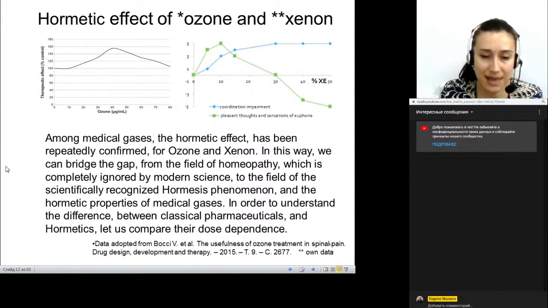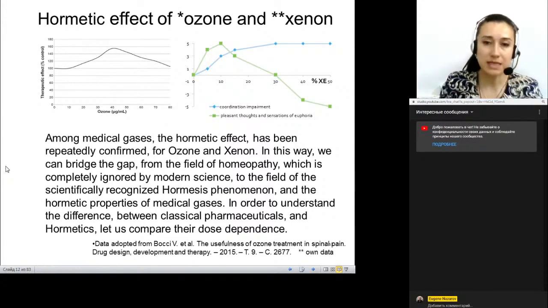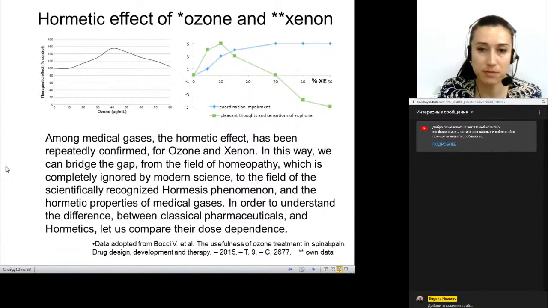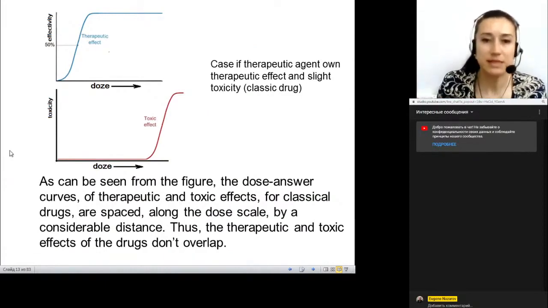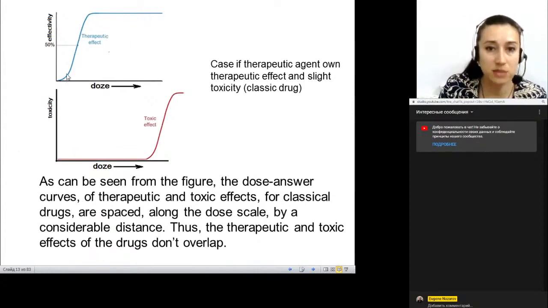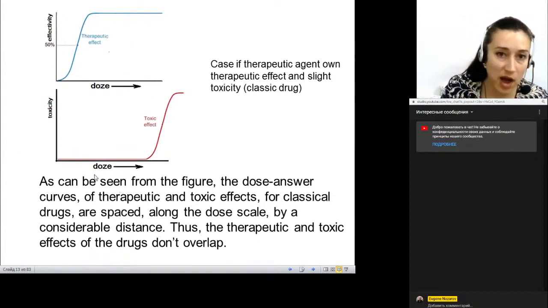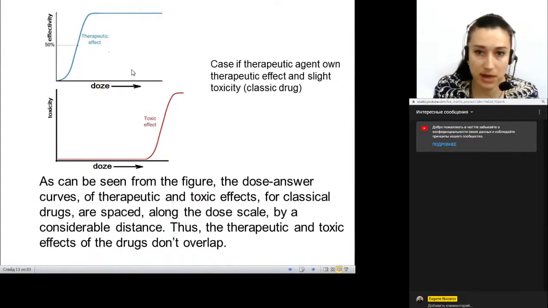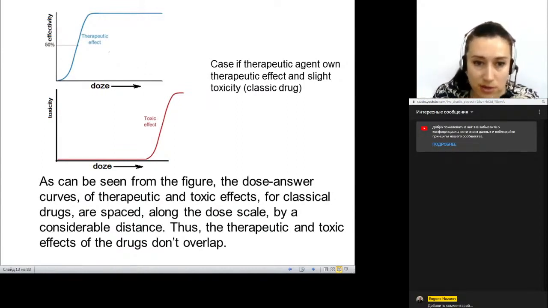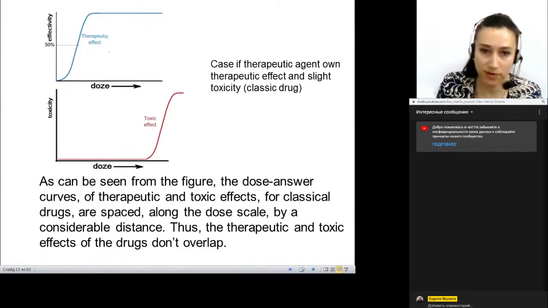In order to understand the difference between classical pharmaceuticals and hormetics, let us compare their dose dependence. As can be seen from the figure, the dose-response curves of therapeutic and toxic effects for classical drugs are spaced along the dose scale by a considerable distance, as we show on the slide. Thus, the therapeutic and toxic effects of the drugs don't overlap.